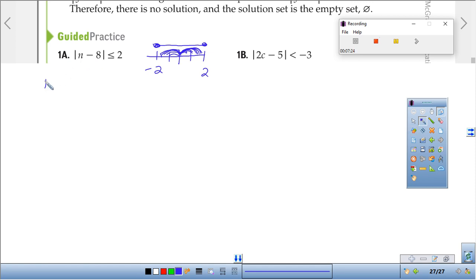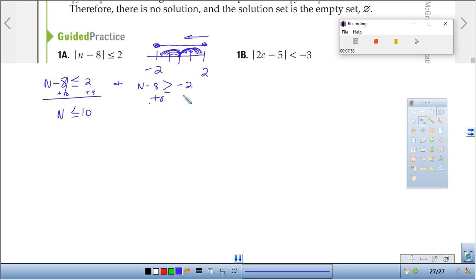So we're going to come out here and say n minus 8 is less than or equal to 2. Right, this part less than or equal to 2. And n minus 8 for this side happens to be greater than or equal to negative 2. Oops, forgot the equal sign here. Let's go ahead and add 8 here, cancels out here. This one gives me n less than or equal to 10. This one right here, add 8, gives me n greater than or equal to 6. So those are my answers right there.